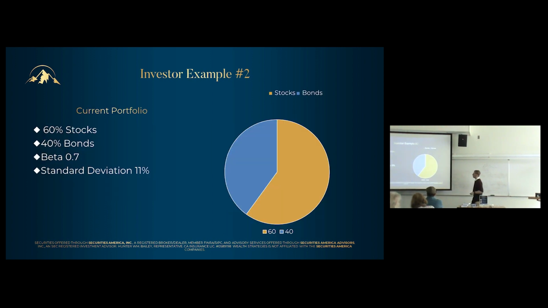Now her portfolio is currently allocated in a 60-40. It's 60% stocks, 40% bonds, beta of 0.7, standard deviation of 11%. Now, based on the things that we just learned about her, does that make a lot of sense? No, it doesn't. It's too conservative for her. Not that this isn't going to do well long term. She might have some decent returns.